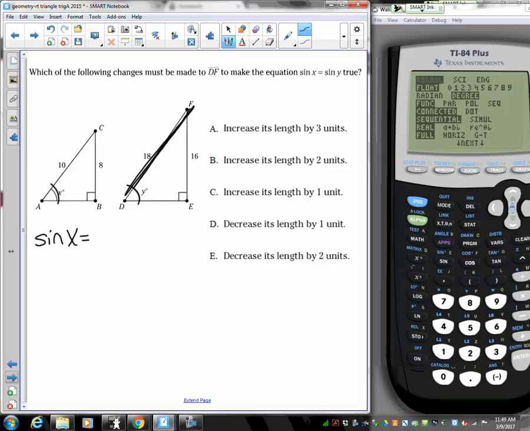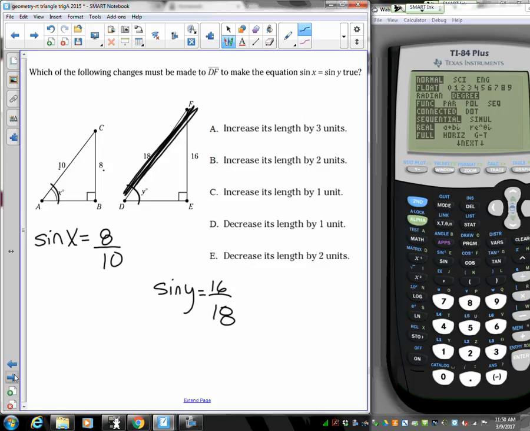So the sine of x, sine is opposite over hypotenuse, so we get 8/10, and then the sine of y would be 16 over 18. So again, the question is asking, what do I have to do to DF to make it the same as this one? Okay, so notice if we reduce them, that reduces to 4/5, and then this one would reduce to 8/9. So they are not the same. So there again, we're trying to change DF to see what will make it.